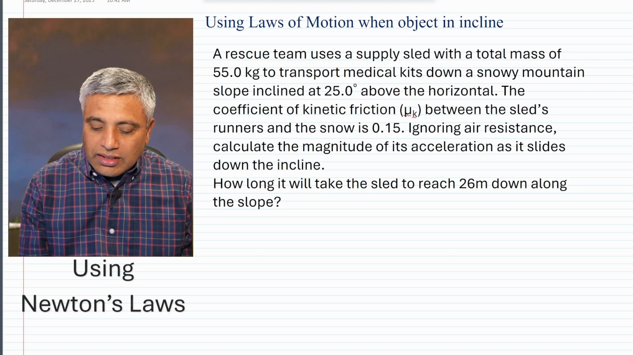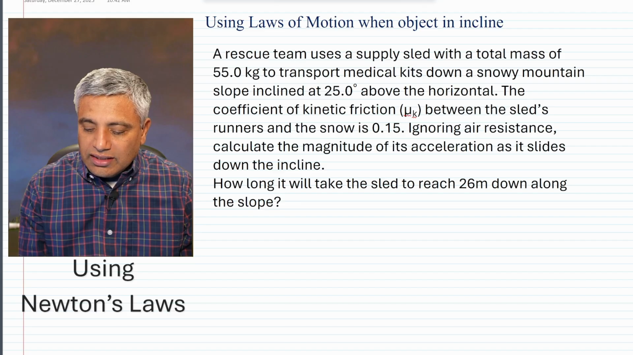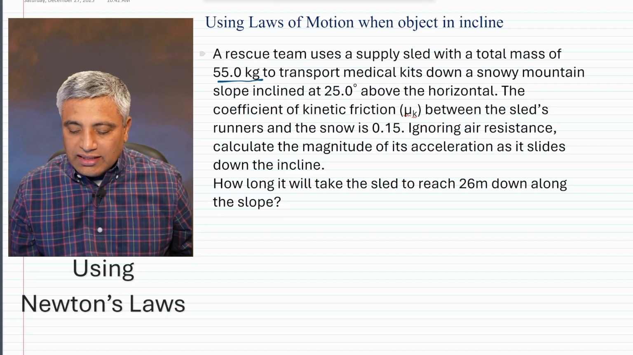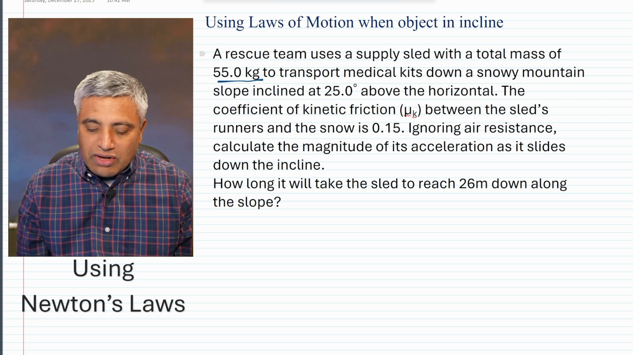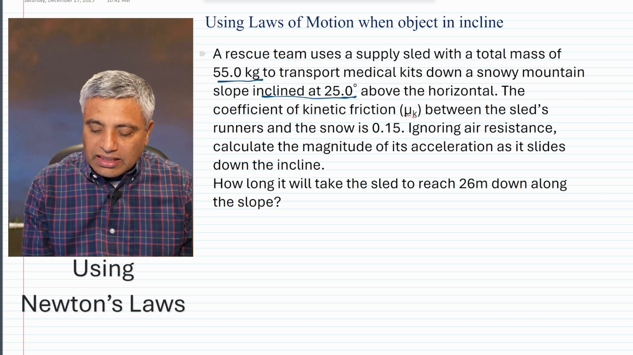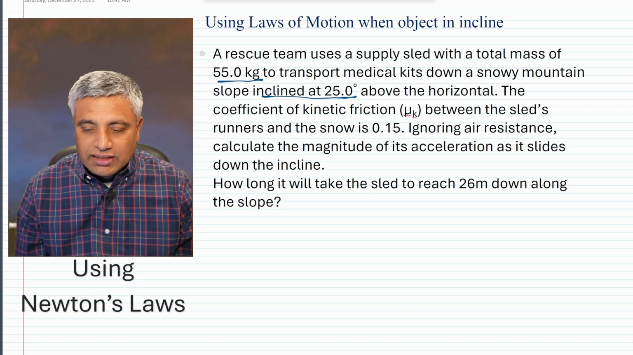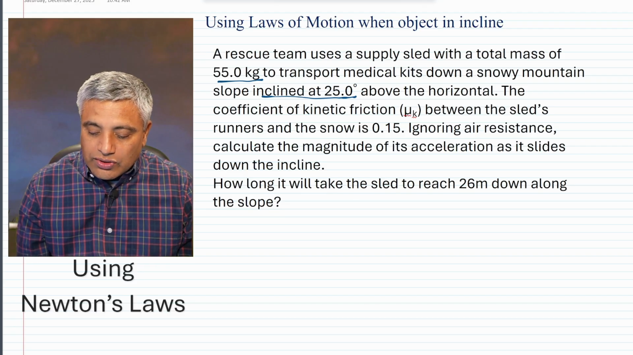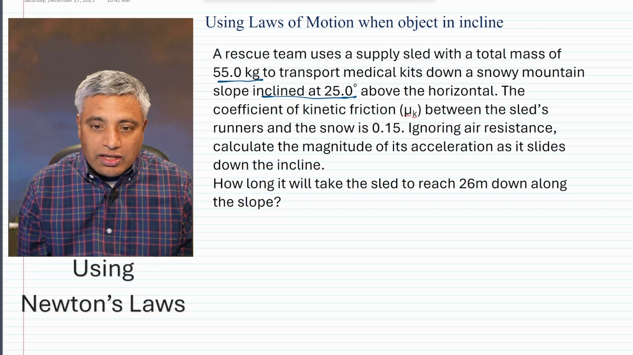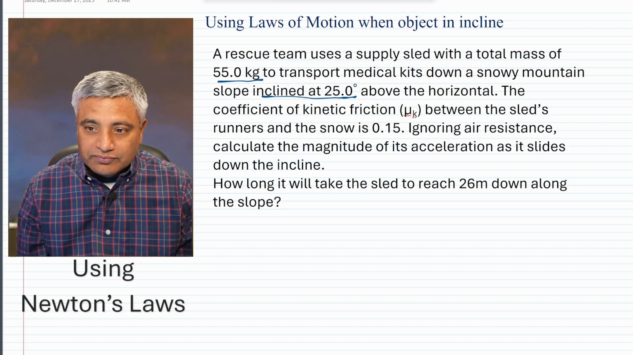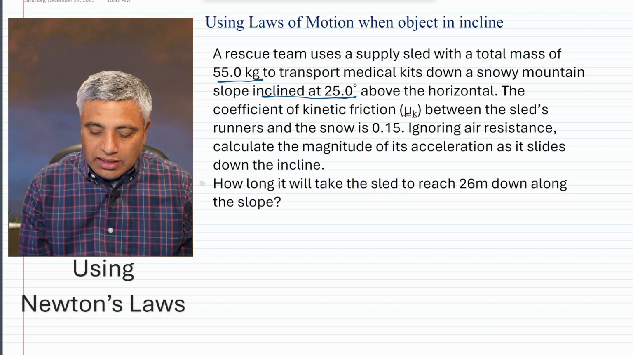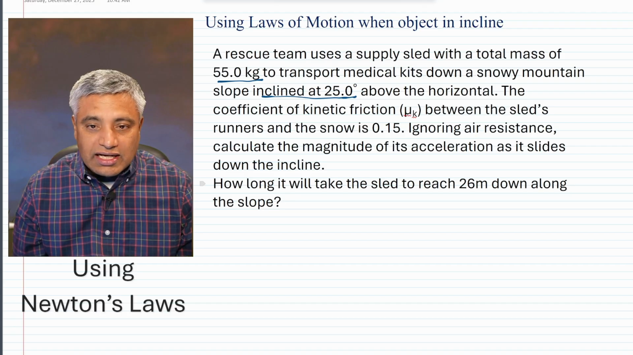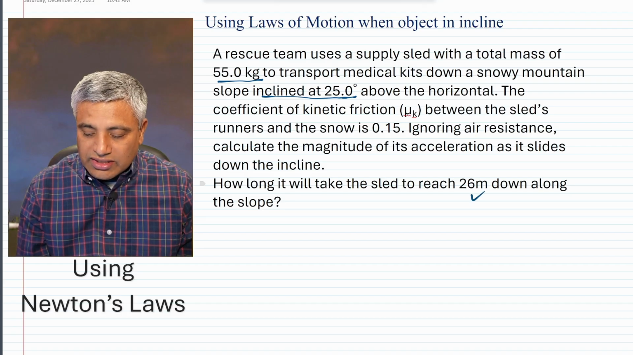Here, the rescue team uses a supply sled with a total mass of this much to transport medical kits down a snowy mountain slope inclined at 25 degrees. So what's happening here? Let's sketch the situation. We need to draw a free body diagram to find the acceleration, and later it's also asking us to find the time it takes to arrive that far down.